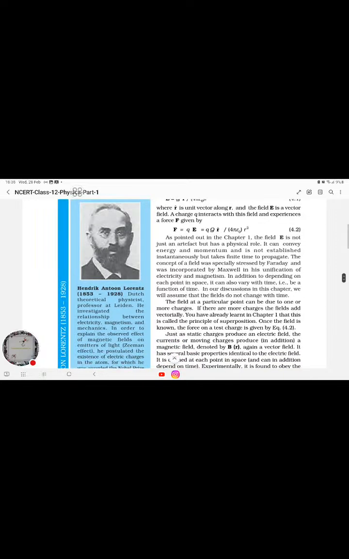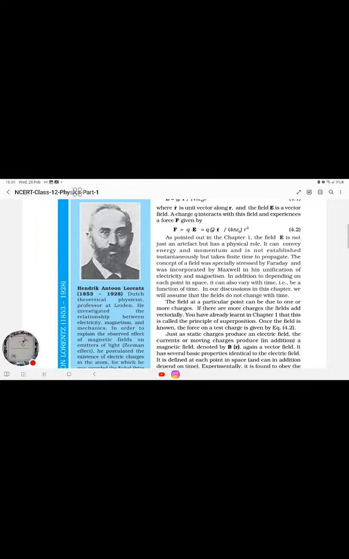As pointed out in chapter 1, the field E is not just an artifact but has a physical role. It can convey energy and momentum and is not established instantaneously but takes finite time to propagate. So in chapter 1, regarding our electric field, what did we say? It has a physical role. It can convey energy and momentum, but it takes some time for propagation. That is how we defined the electric field.